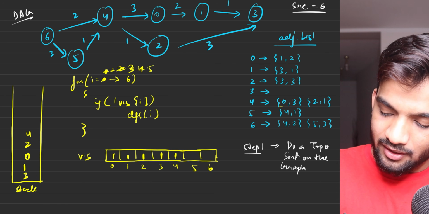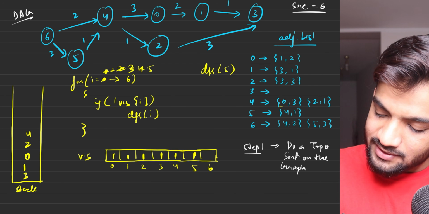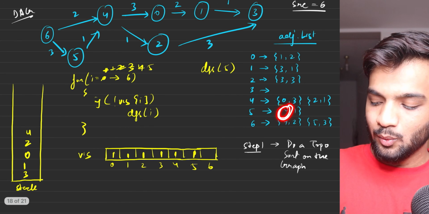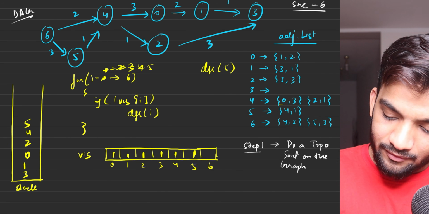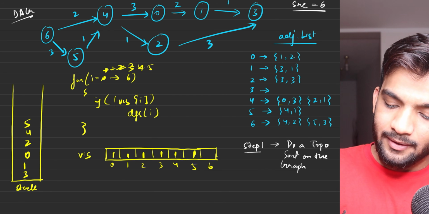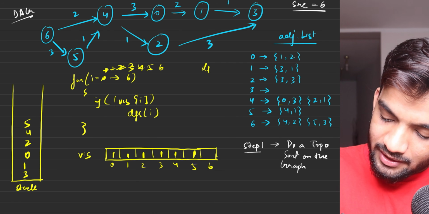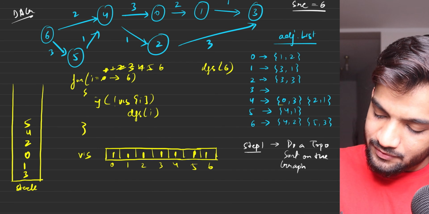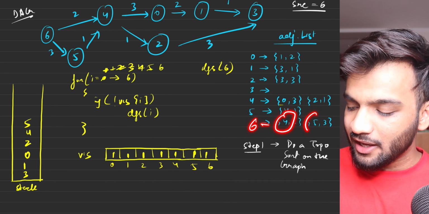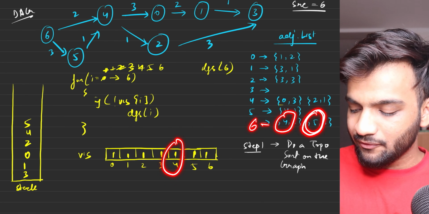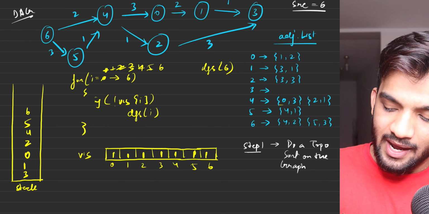Next, it's 5. For 5, mark it as visited. And 5 has adjacent node 4, which is already visited. So no further DFS calls. Please make sure to put 5 into the stack and go back. Next, it'll be 6. Similarly, mark it as visited. For 6, we have 4 and 5 as the adjacent nodes. 4 and 5 both are visited. So no further DFS calls. Put it into the stack and go back.